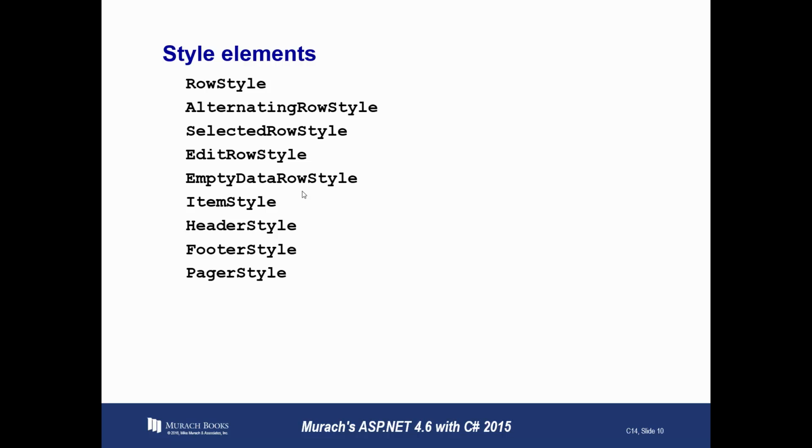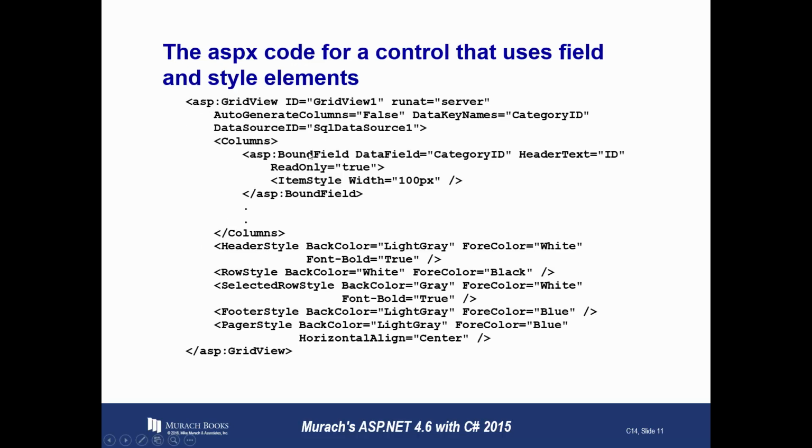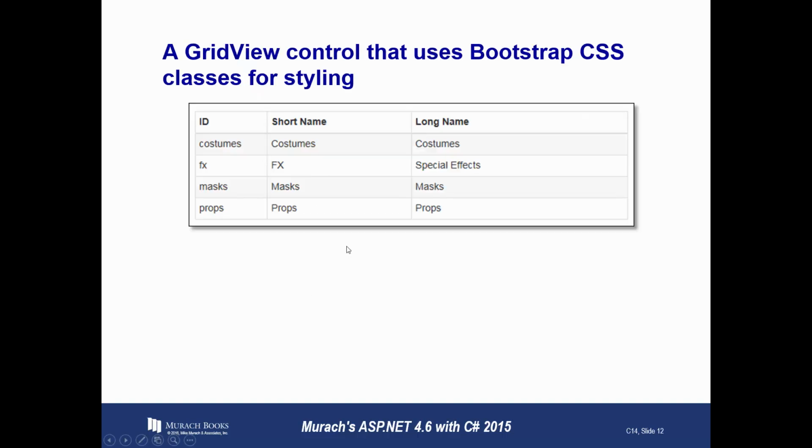The grid view is rendered as an HTML table. So you can also use Bootstrap classes instead of a lot of the ones that are shown here. And we talk about that in just a minute. So here's an example of a control that uses field and style elements. Here we've added a lot of the colors and stuff.